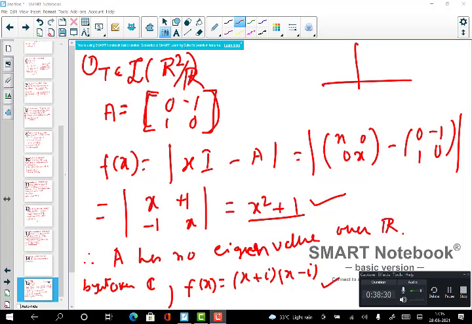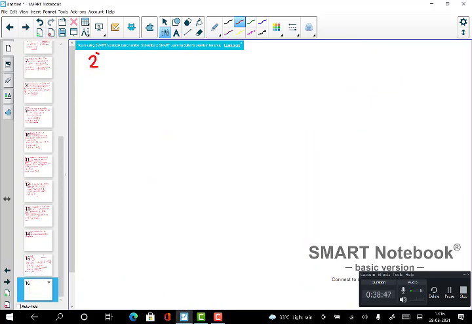Okay, so the question is, can I find the eigenvectors also? Maybe I can give one example to find the eigenvectors as well. Let me start with the matrix, say A equal to 1, 1, 4, 1. This is the matrix for some linear transformation, and obviously you can find the eigenvalues first. So what are the eigenvalues here?